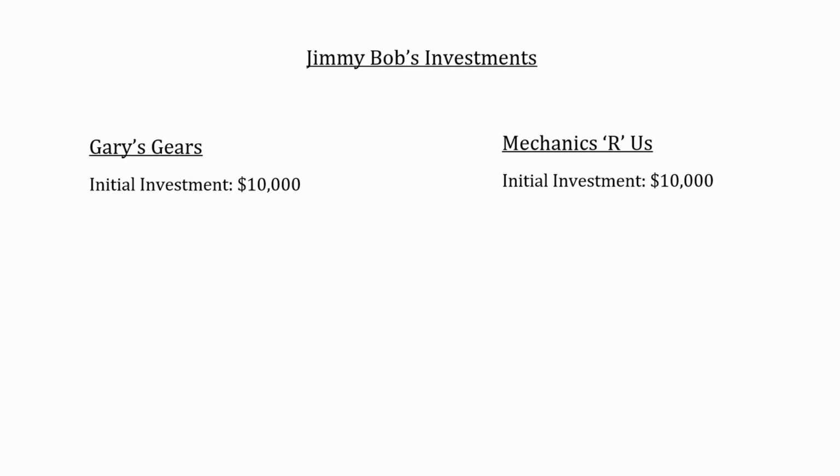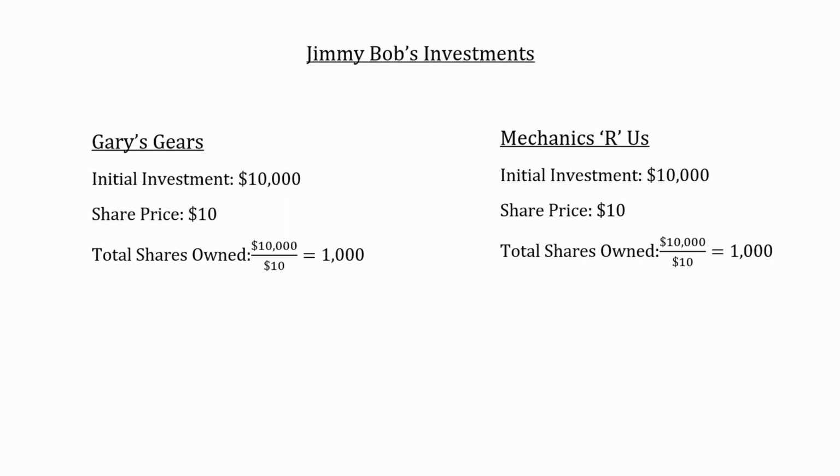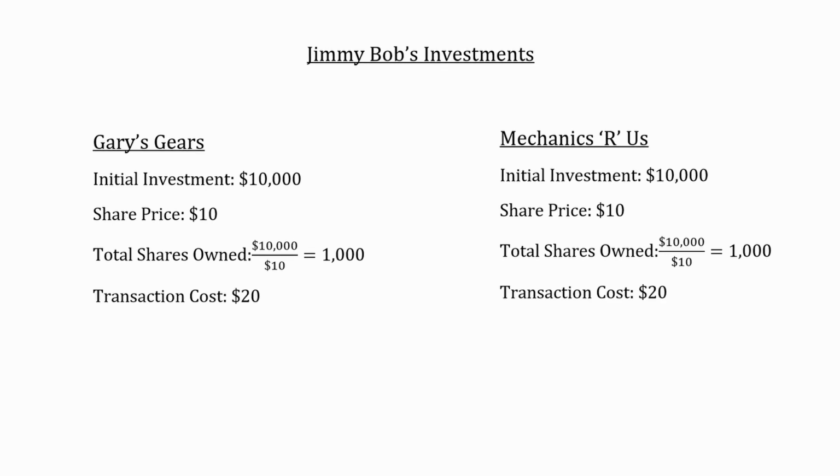Say we have Jimmy Bob, who's invested $10,000 into Gary's Gears and another $10,000 into Mechanics R Us, two vehicle repair companies. Their shares are both selling at $10 per share, which means that Jimmy Bob has 1,000 shares in both companies, and the transaction cost for making these trades was $20. He holds on to his investment for 1 year.